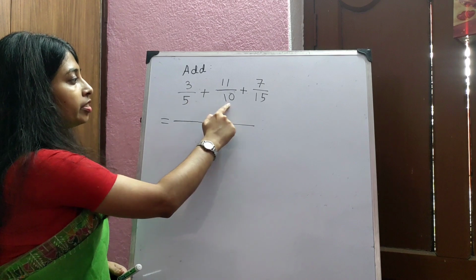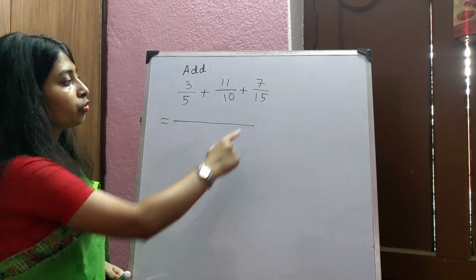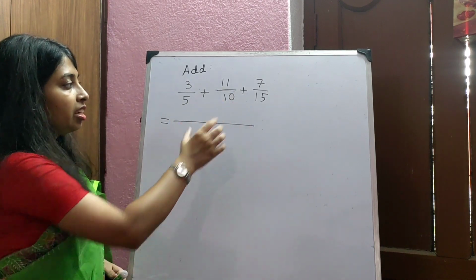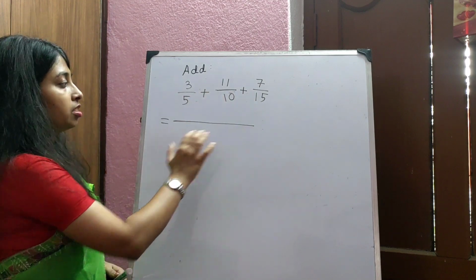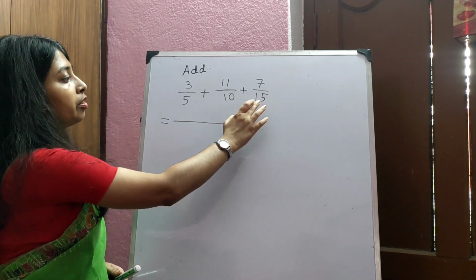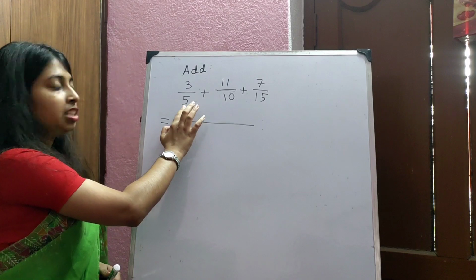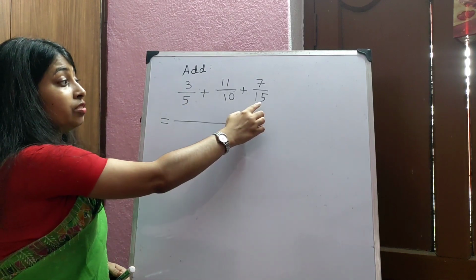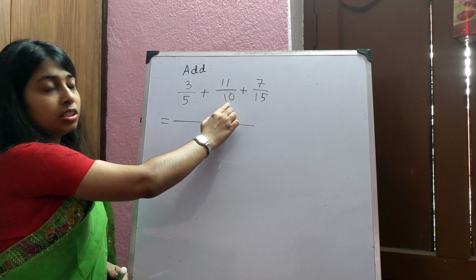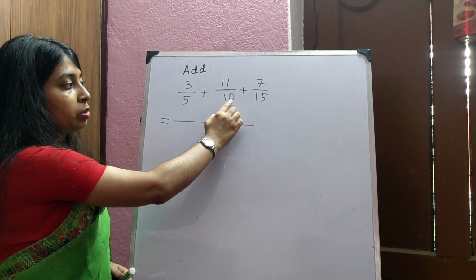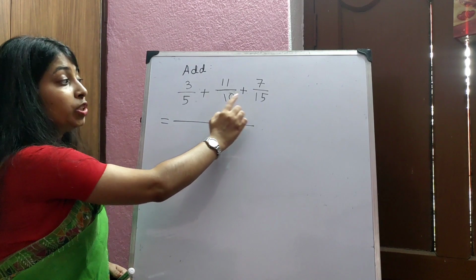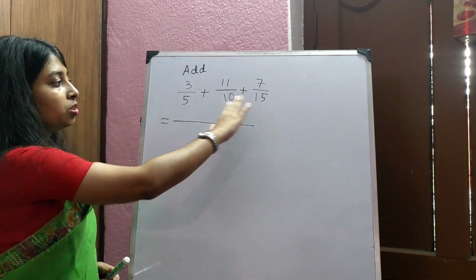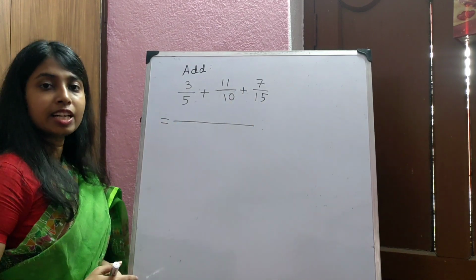We have three numbers, 5, 10 and 15, in the denominator, the greatest of which is 15. Let us see if 15 is divisible by all of these. 15 is divisible by 15 itself. 15 is divisible by 5, since in the multiplication table of 5 we have 15: 5 into 3 is 15. But is 15 divisible by 10? No. In the multiplication table of 10 we don't get 15. So we cannot write 15 directly as the denominator.